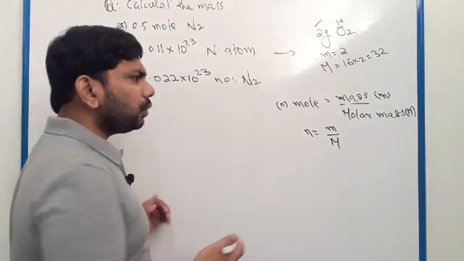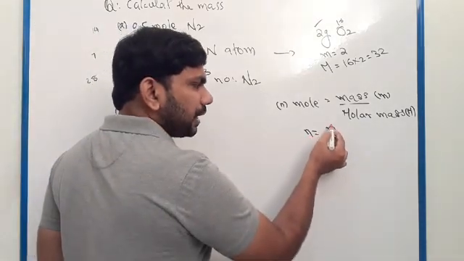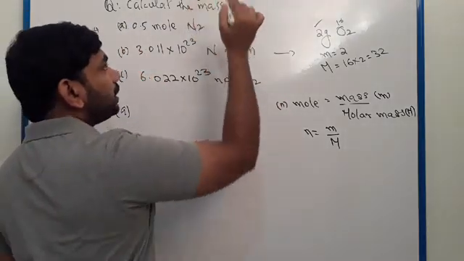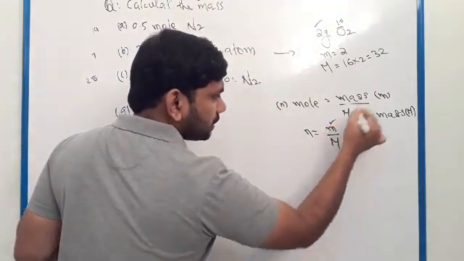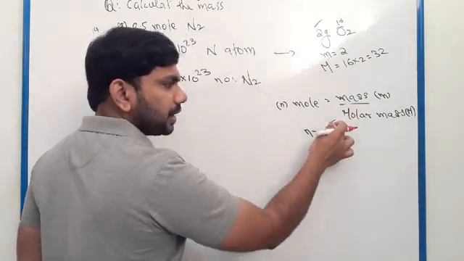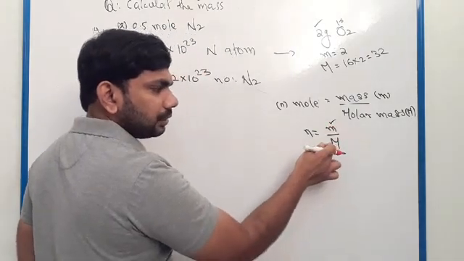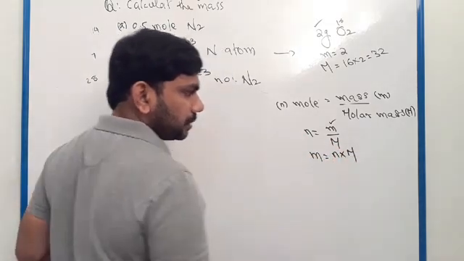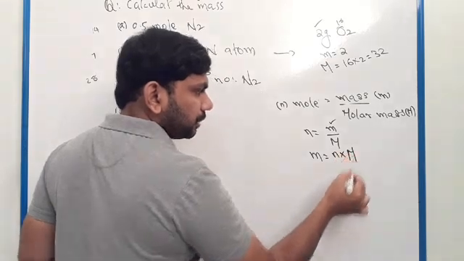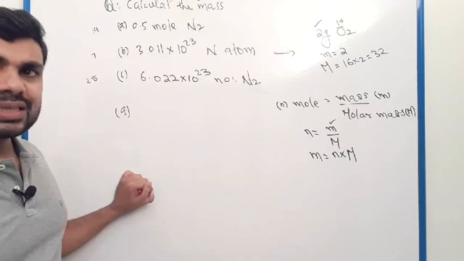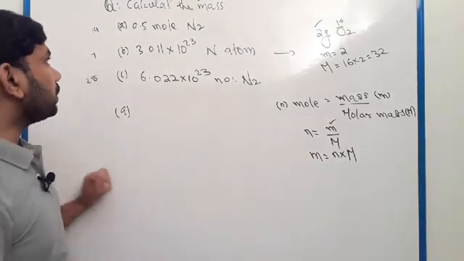Look here, number of moles is equal to mass over molar mass. The question asks to calculate mass, so rearrange the equation. Mass will be equal to number of moles times molar mass. You can calculate like this. Mass is equal to number of moles times molar mass.